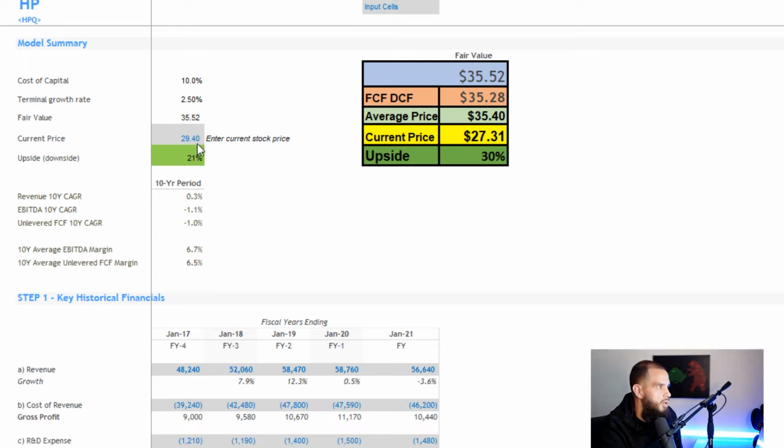Or I'm sorry, this is the current price. It gives me a DCF of 35.52. And what I usually do is take this DCF and the free cash flow DCF and then have them give me an average price. So the average price is $35.40. So now I see this, and based off my assessment, I feel that the company is undervalued.